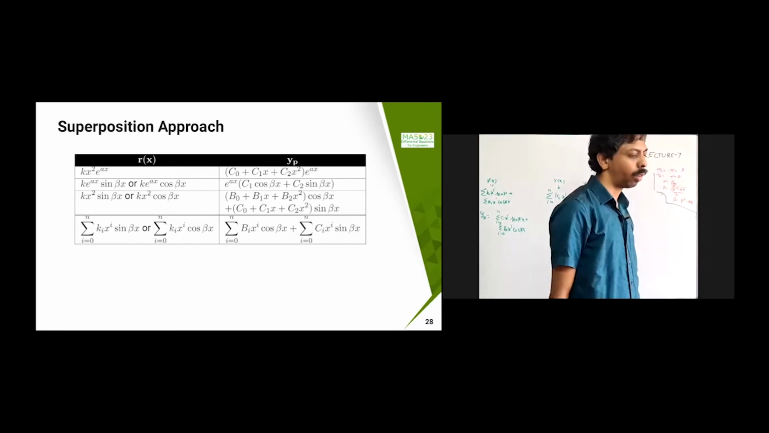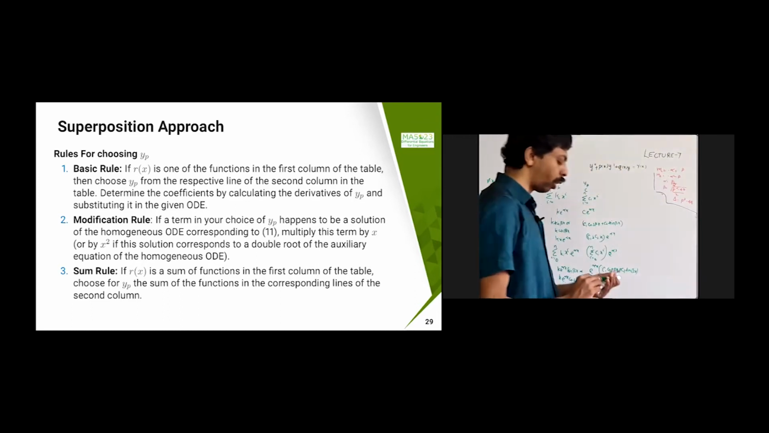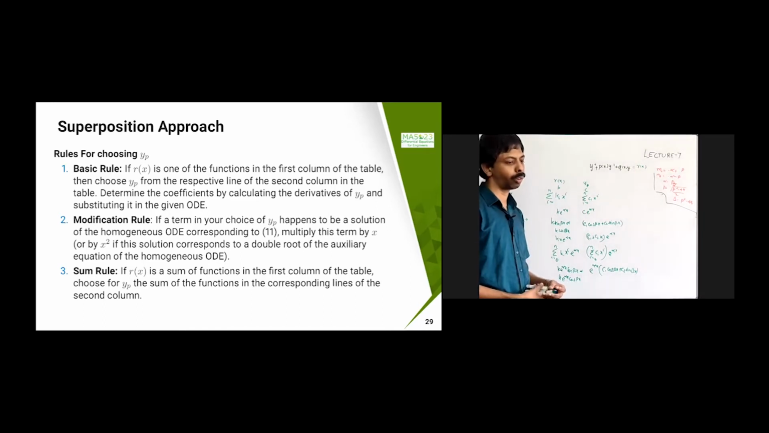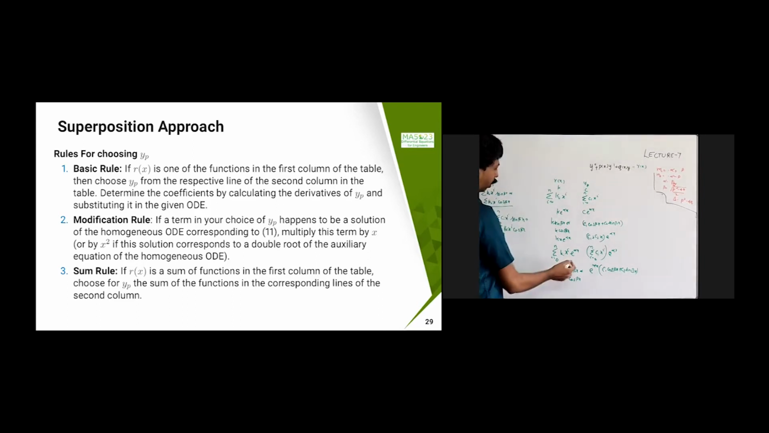Now we will see what are the rules which we need to follow. First, rule number 1, the basic rule. Suppose R of x is one of these cases. In this case, R of x is one of these functions. You don't need to remember everything. You can remember this formula, and then this formula, and then automatically the remaining all is going to follow.